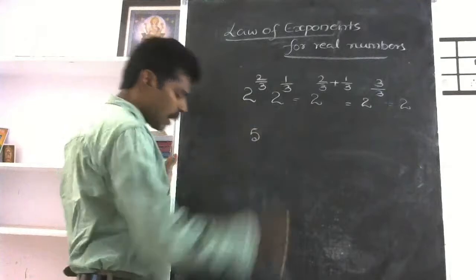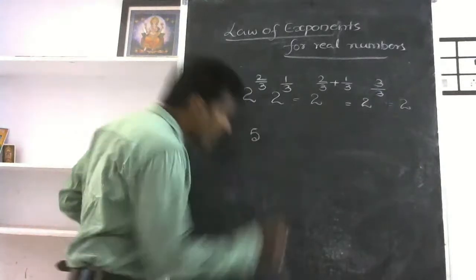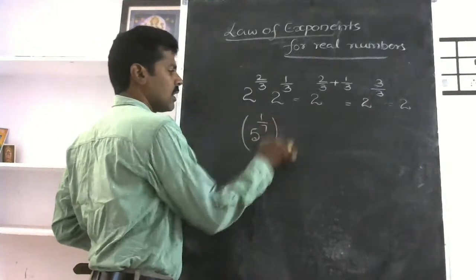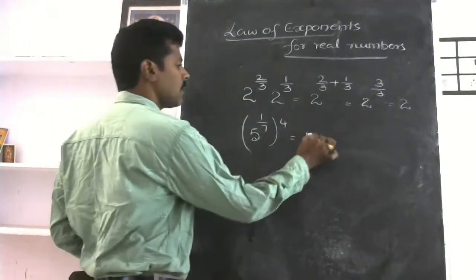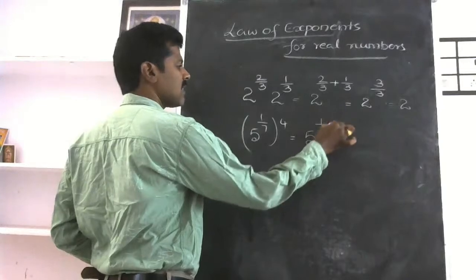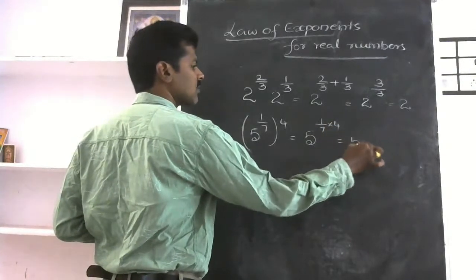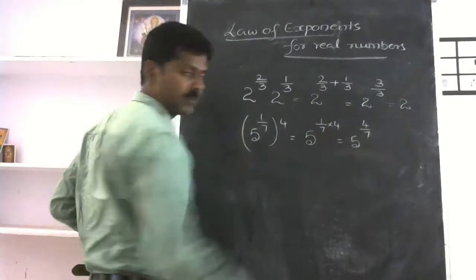And in the second application, I can go with 5 power 1 by 7 whole power 4. This is in the form of a power m whole power n, so it will be a power mn. So 1 by 7 into 4. Therefore I will get 5 power 4 by 7.